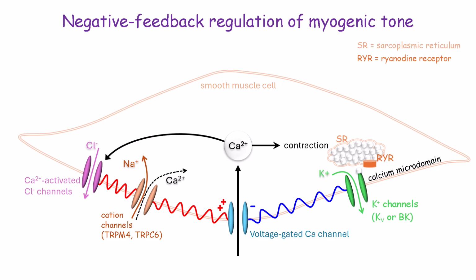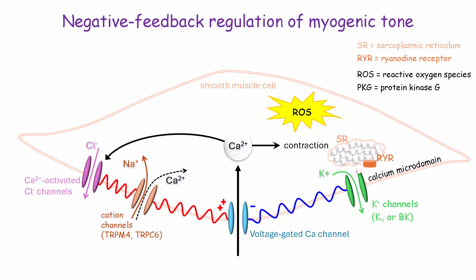This mechanism is enhanced by pressure-induced stretch of an artery. Stretch causes the production of reactive oxygen species in the artery wall, which stimulate the activity of the enzyme protein kinase G. Protein kinase G, in turn, increases the frequency of calcium sparks, BK channel activation, and membrane hyperpolarization. Loss of this mechanism has been shown to disable the negative feedback regulation of myogenic tone.